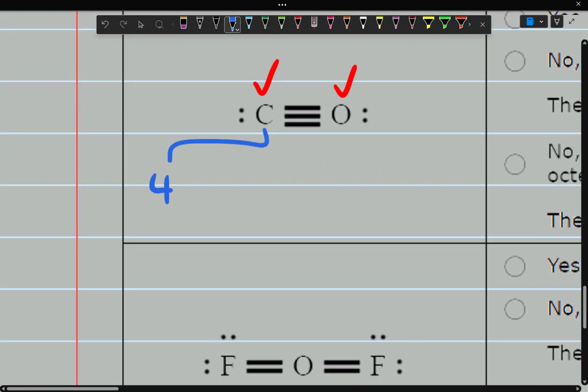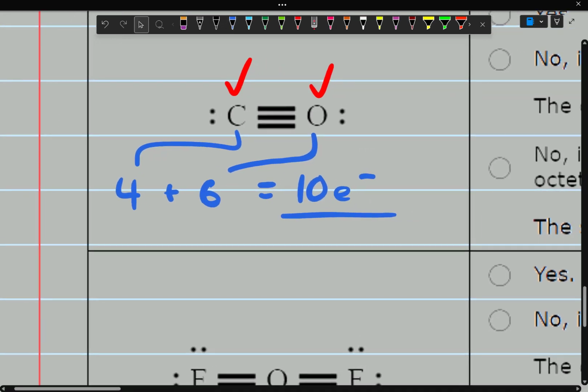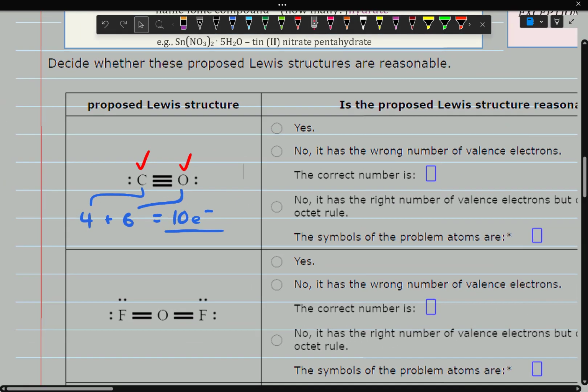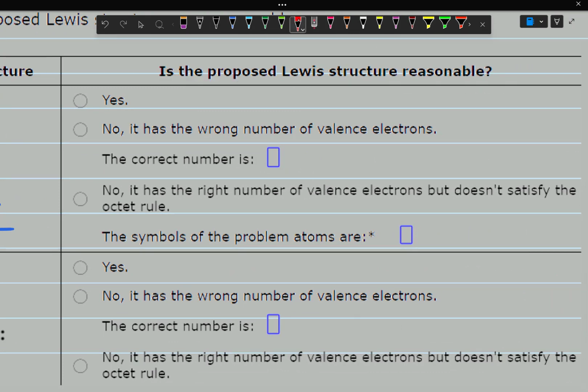So, 4 valence electrons and 6 valence electrons gives us a total of 10 valence electrons. That's how many it should have. To see if that matches, we just need to count up how many valence electrons are in the whole compound. So we have 2, 4, 6, 8, and 10. The question asks us, is it a reasonable Lewis structure? In this case, the answer is yes.